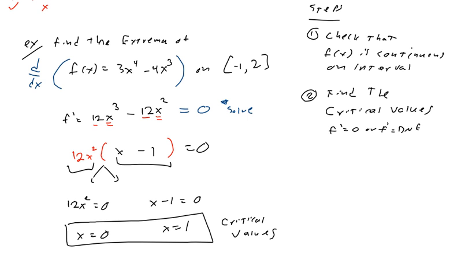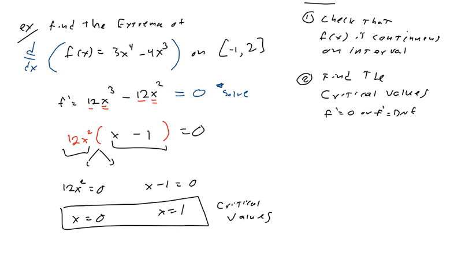Some quick back of the envelope calculations. So I got x equals 0, x equals 1. The third step we need to take, once we have these values, is to check that your critical values are in the interval.